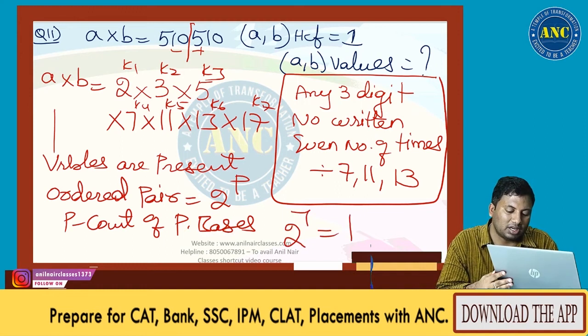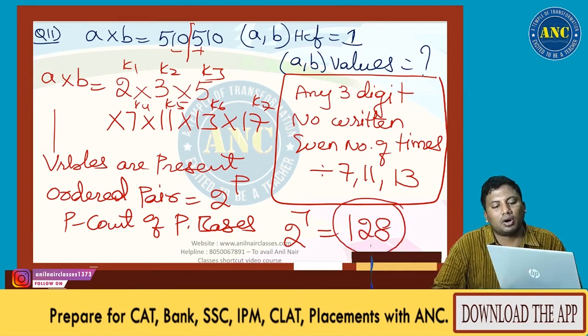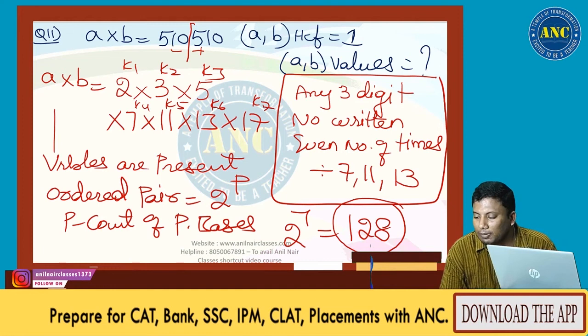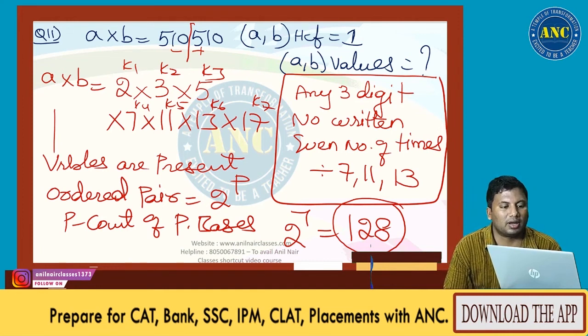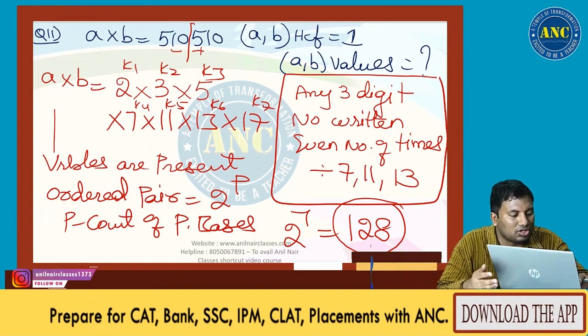2 power 7. The question is, in how many ways can you write this number as a product of 2 co-primes? If variables are present, it is 128. If variables are not present, it is 64. I hope question number 11 is clear to you. Question number 12.